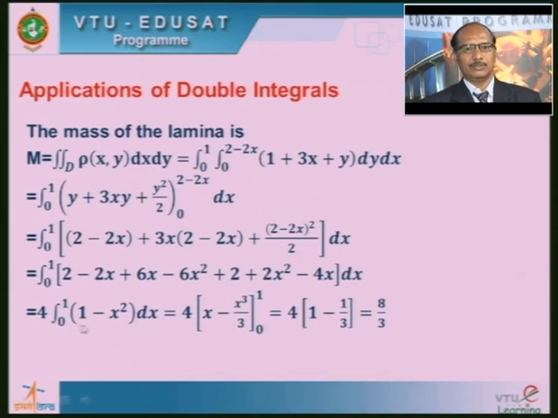So, this simplifies to 4 into 1 minus x square, then integrate with respect to x. Now, integration of 1 is x here, minus x square integration is x cube upon 3, then substitute the limits. So, 4 into, when x equal to 1, 1 minus 1 by 3. The lower limit is 0, you neglect that. So 1 minus 1 by 3 is 2 by 3. So 4 into 2 by 3, that is 8 by 3. So that is the value of the mass of the lamina. M value is 8 by 3.